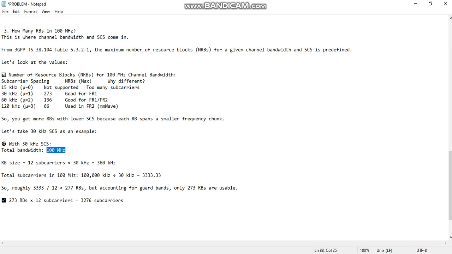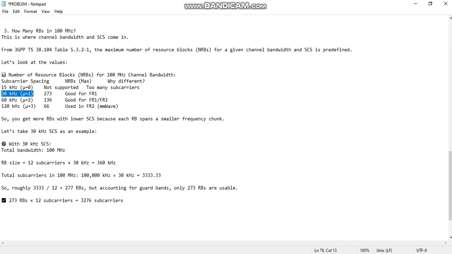So assuming 30 kilohertz, because 15 kilohertz is not supported, and 60 and 120 comparatively have a lesser number of resource blocks. So for 30 kilohertz, the resource blocks present are 273, which is more compared to the others, and this is good for the FR1 band as well.